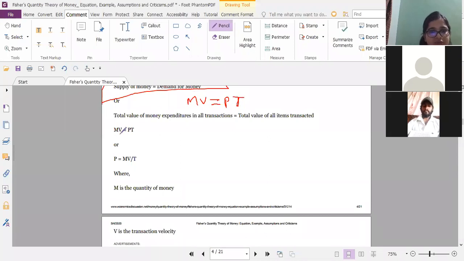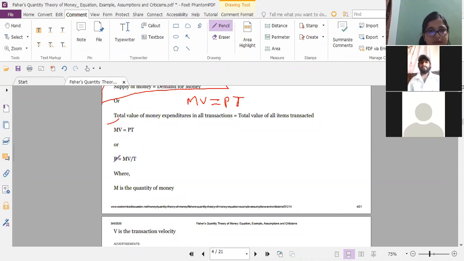MV is equal to PT. Here you have that equation. If you want to bring T to the left hand side, you put this T under the denominator. This is a maths rule you must all be aware of. A little bit of maths you must all know, right? If you put this T here, then T goes into the denominator. It is always put into the denominator. Then you get this equation.